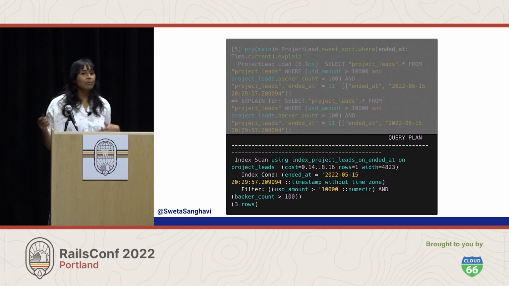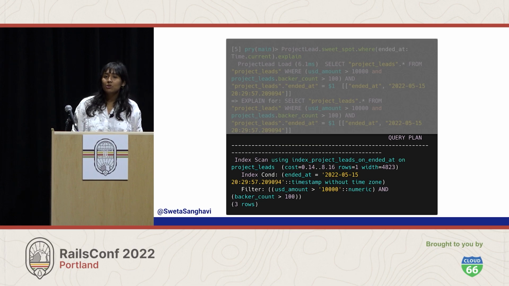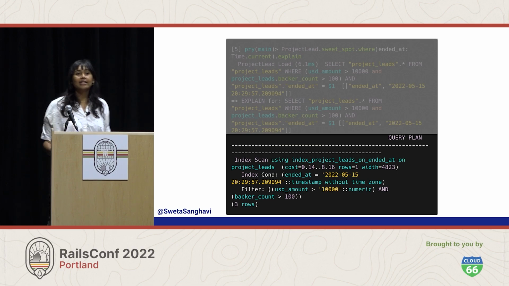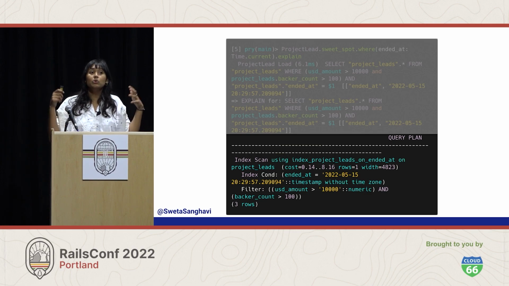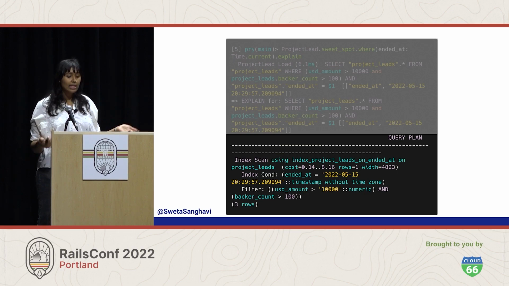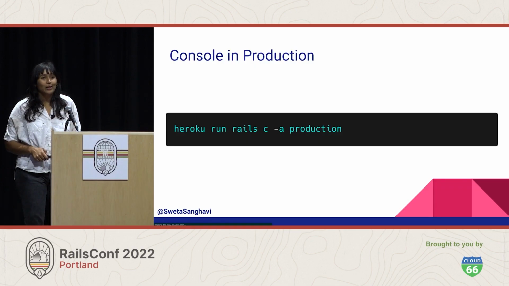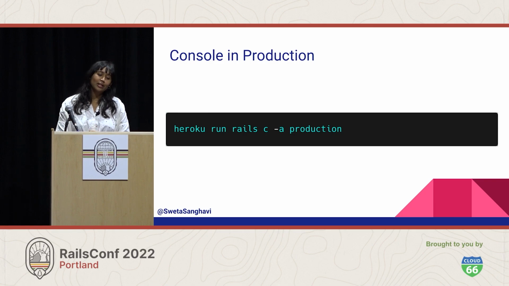One issue with some performance debugging is sometimes you really need the production console to mimic what's going on for your users. Sometimes you need the size of your data to really prove that that's what's taking a long time. So let's talk about using the console in production.